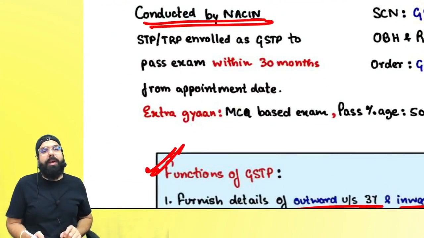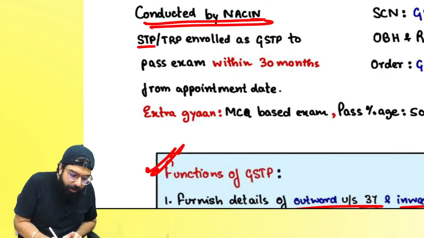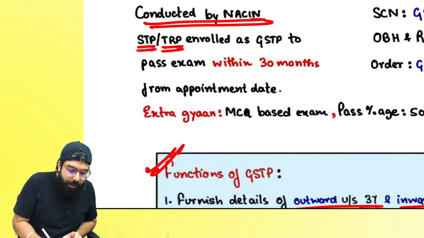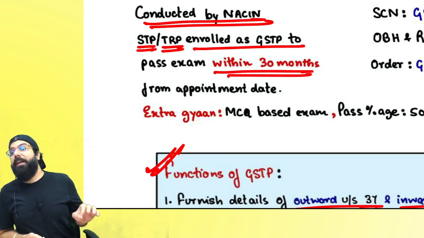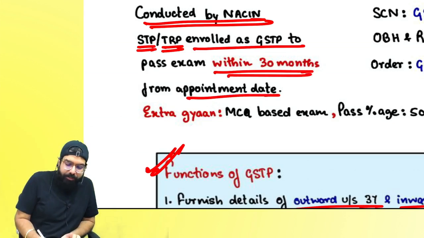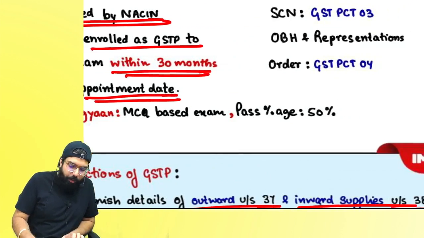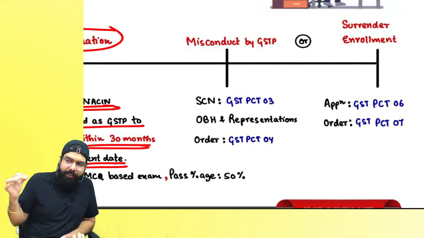The examination is to be given by sales tax preparer and tax return preparer who has enrolled as a GST practitioner. This exam has to be passed by them within 30 months of the appointment date of GST. It is an MCQ based exam, and pass percentage is 50%.